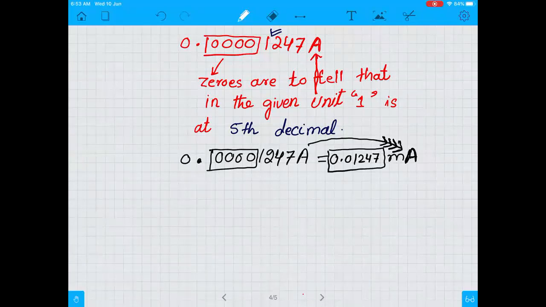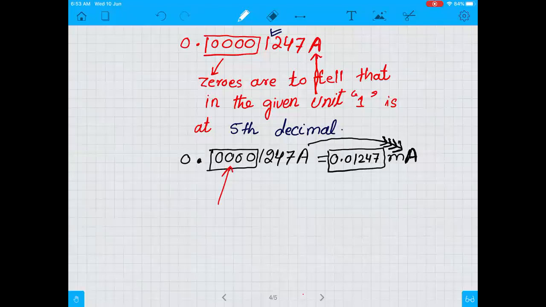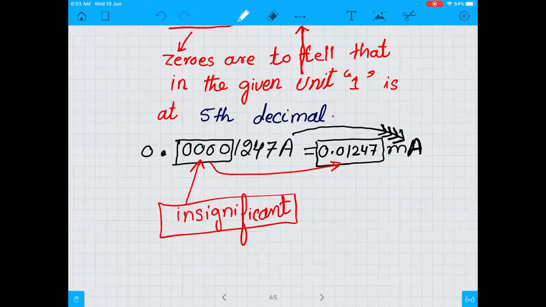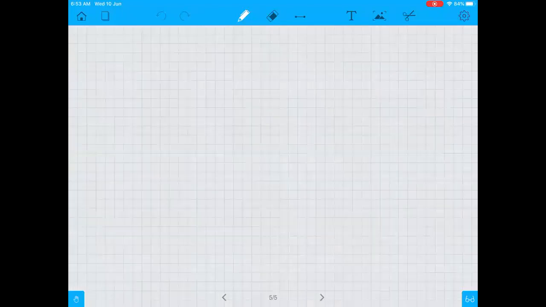That's why we say that the given zeros before a number are always insignificant. They are meaningless. They are just there because of a wrong unit being used. If you change the unit, you see, the zeros are eliminated. So they are to give the place value to the first non-zero number. Now, this is the rule for zeros which are before a number. Now, zeros which are after a non-zero digit.